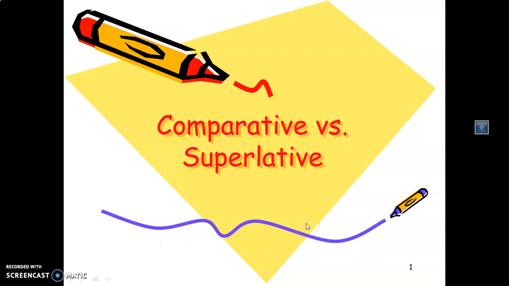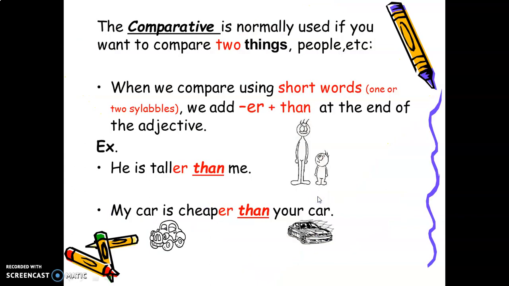Today we're going to talk about comparative and superlative. The comparative is normally used if you want to compare between two things or people. When we compare using short words, one or two syllables, we add er plus than at the end of the adjective. Like if we have tall, it's one syllable. So we put taller, we put er than me, taller than his brother, taller than his sister.